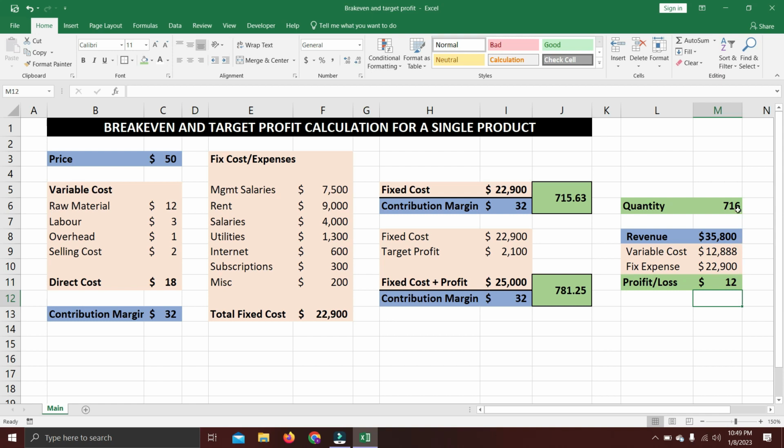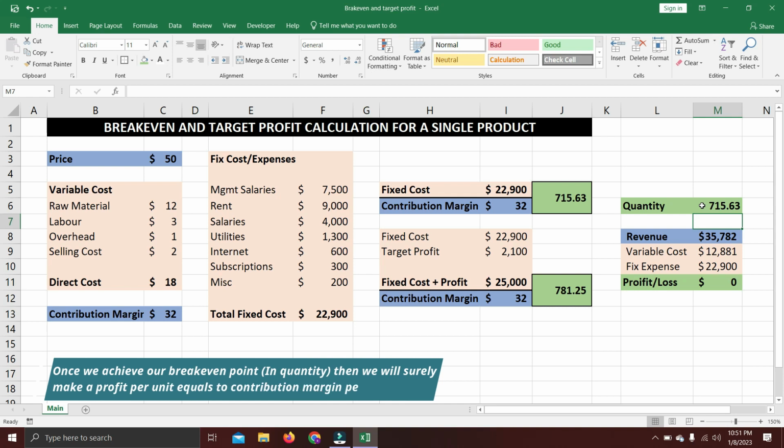Why? Because we have taken this as 716. If I simply copy this quantity, let me show you, 715.63, and enter, 0, because this quantity is the break-even point. So there should be no profit and no gain. And the interesting part is, from this point our profit will grow by $32 per unit.